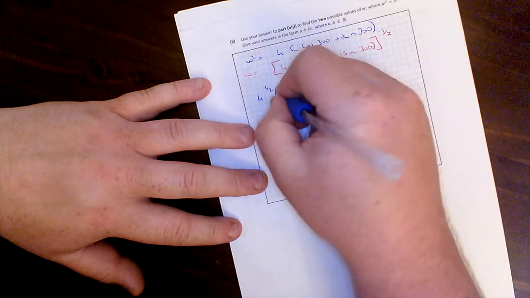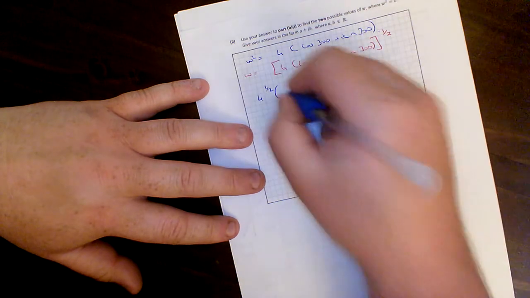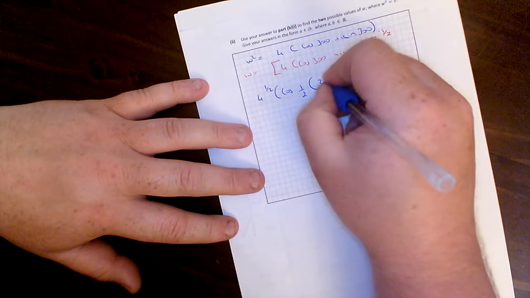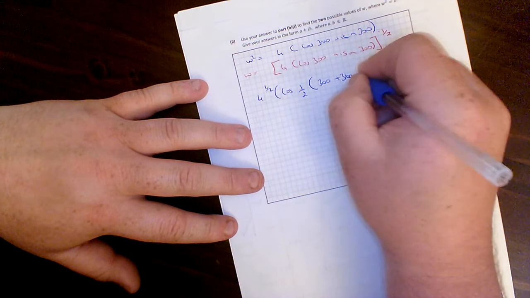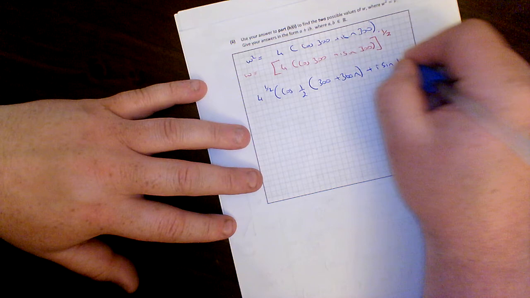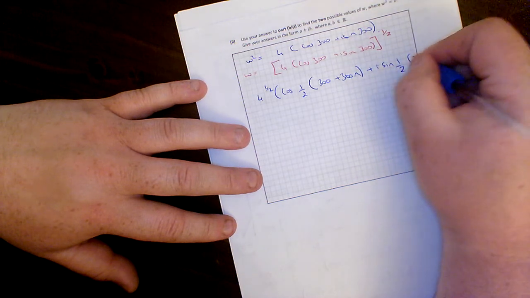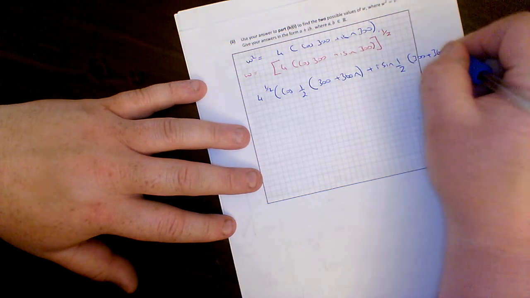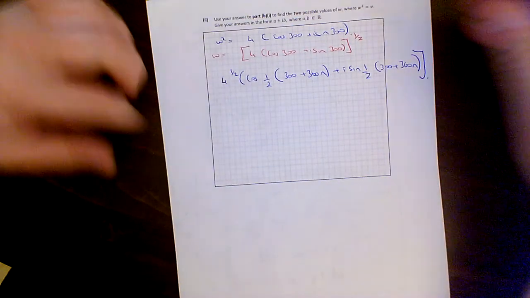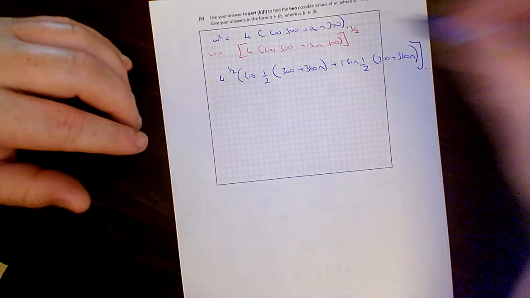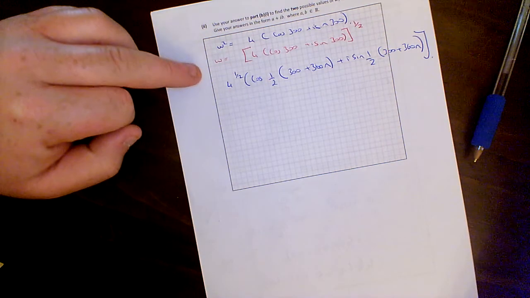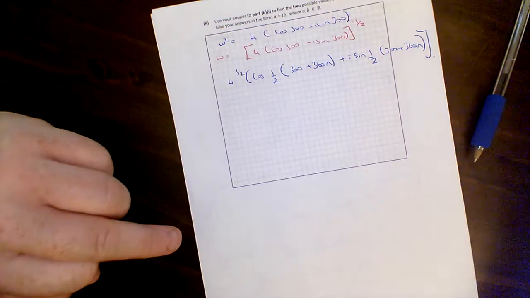So it's 4 to the power of a half, cos a half of 300 plus 360n, close my bracket. Same over here, i sine a half of 300 plus 360n. Why do you have to do that? Because we're solving and we want to find all possible angles, or sorry, all possible places where it's going to be the case. Next, tidy this up and then we'll put in n equals 0 and n equals 1.